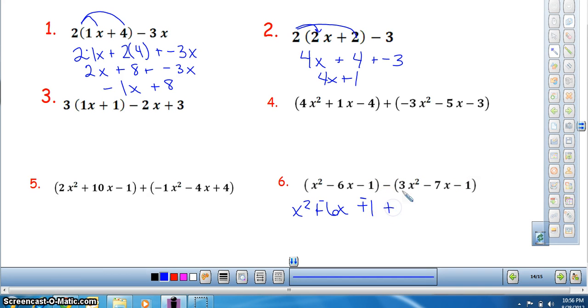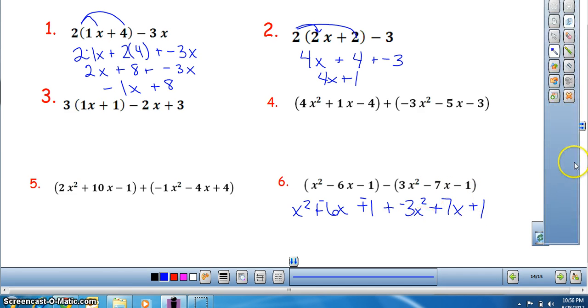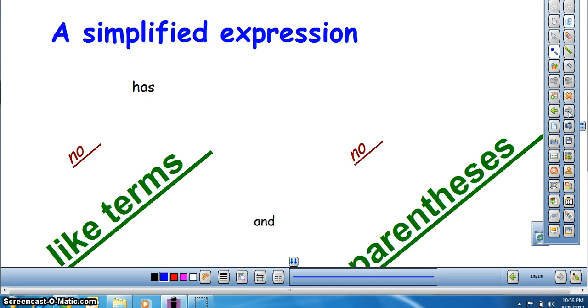So I'm going to have plus, instead of 3x squared, it is now negative 3x squared. Instead of negative 7x, the opposite is positive 7x. The opposite of negative 1 is plus 1. I can now add my like terms together. So please do that so you're ready for class tomorrow.